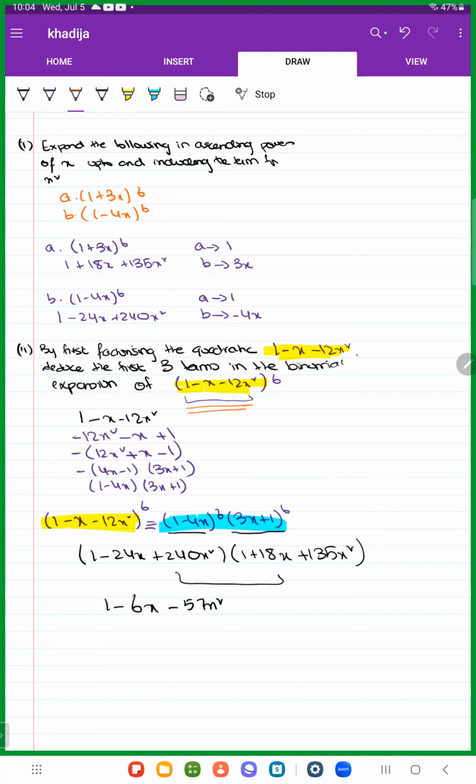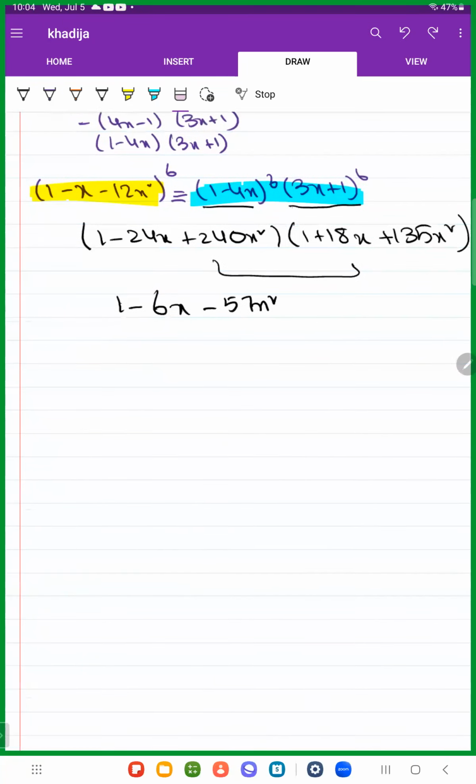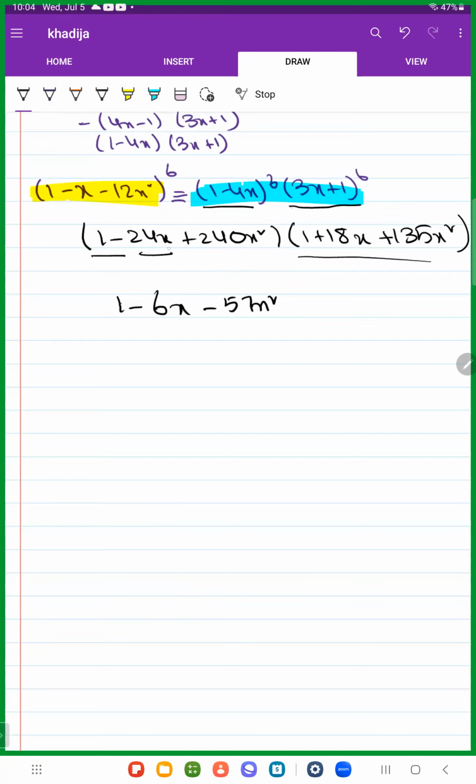Okay, I have a really quick question. If you expand this on the calculator, wouldn't you expand the one with the 18x, the one with the 135x squared? You will multiply all of them together. So you will multiply 1 with all of these three, then minus 24 with all of this, then 240 with all of this. And you just need the first three terms.